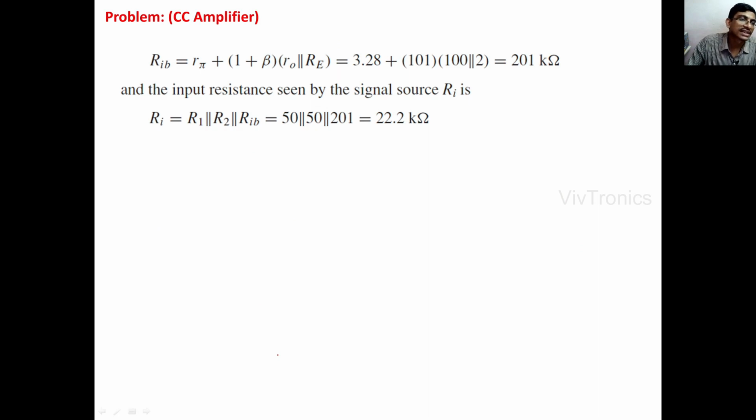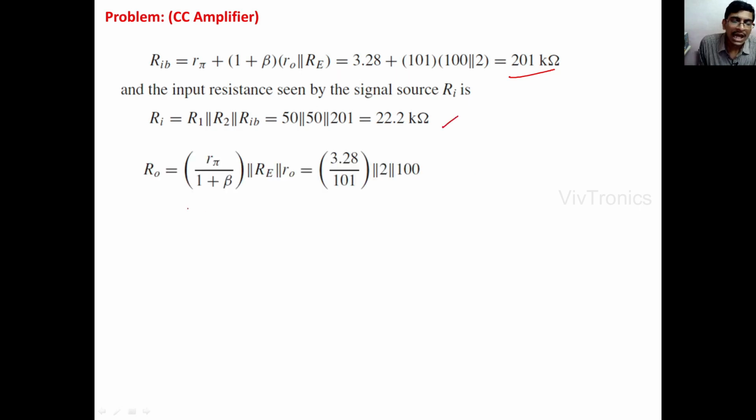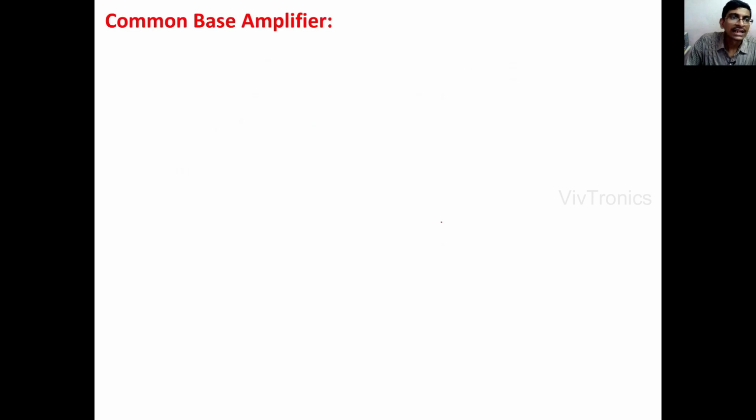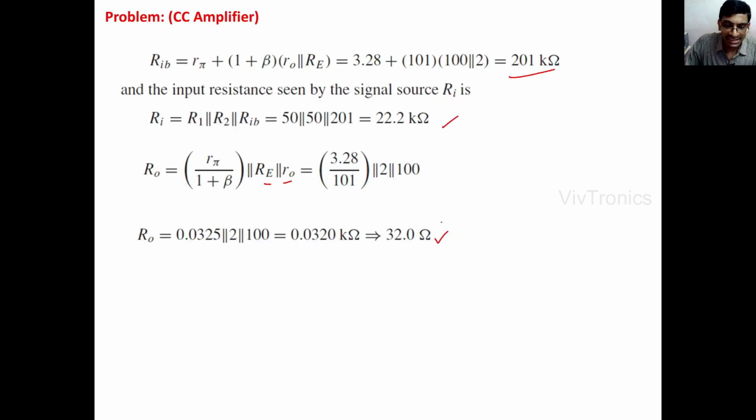Now the input resistance RIB, which we have already calculated, is equal to 201 kilo ohms, and the input resistance including biasing resistance will be equal to 22.2 kilo ohms. The output resistance R0 is equal to R pi divided by 1 plus beta, parallel with RE parallel R0. After substituting these values, we can get R0 as 32 ohms. That is the value of output resistance.